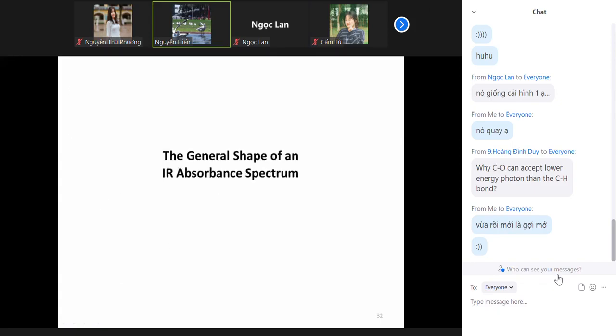Okay. So the general shape of an infrared absorbance spectrum.